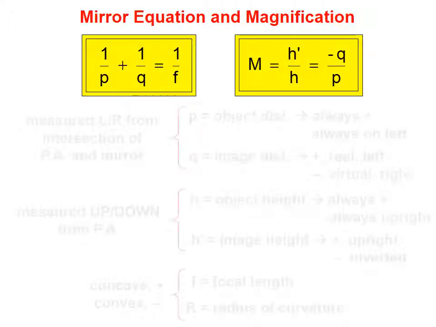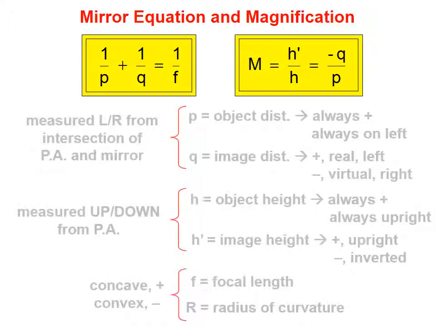There are two equations that we are going to use in this lesson, and here they are. The mirror equation, 1 over p plus 1 over q equals 1 over f, and the magnification equation, m is equal to h prime over h, which is also equal to opposite q over p. Down below we see the definitions for the variables that are in these equations and their sign conventions. I explained those a little bit in an earlier lesson, so I won't do so now.